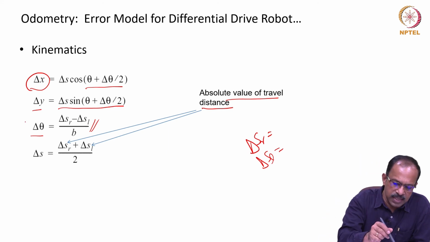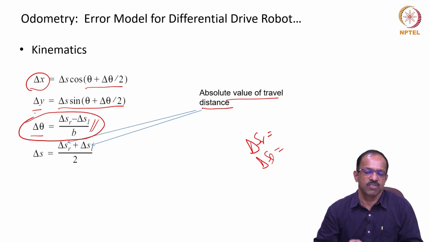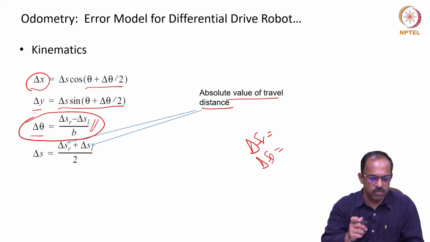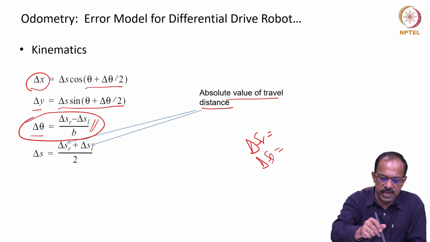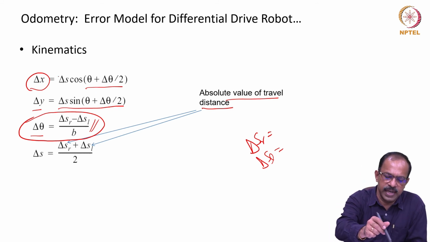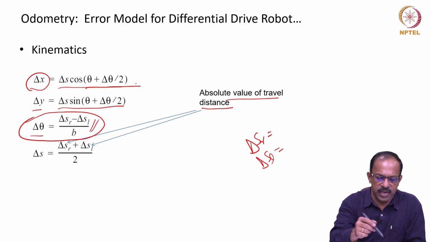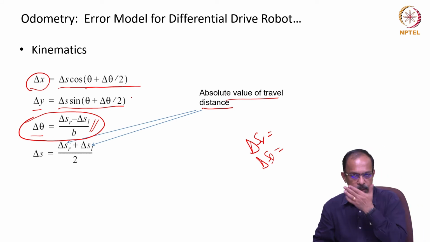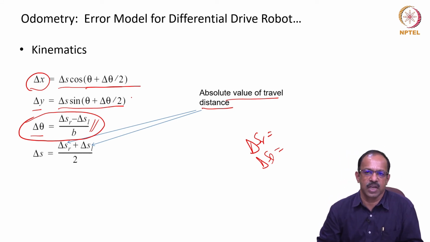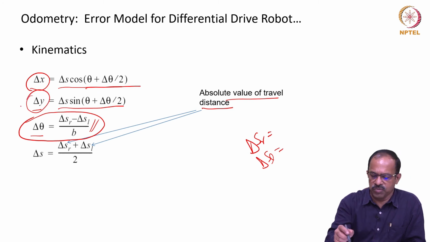You can see that delta theta is (delta SR minus delta SL) divided by B, where B is the distance between the wheels. Once we have delta theta, we can get delta x as delta S cos(theta plus delta theta by 2), and delta y as delta S sin(theta plus delta theta by 2). So, that is the way the kinematics can be used. You will be able to get delta x and delta y using this information.